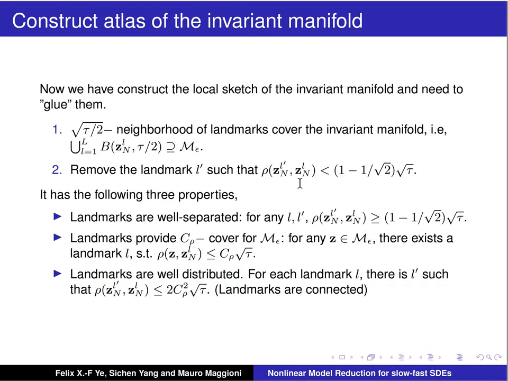If we do these two steps, we have the following three properties, which are very, very important. The first is trivial: because we remove the landmarks that are too close and avoid overcrowding, these landmarks are well separated. The second is that we no longer have a square root of tau over 2 covering. However, we have a C of rho cover, which basically says that for any z on the invariant manifold, there is a landmark such that the distance is within C of rho times square root of tau. And the third property is that all these landmarks are well distributed. That means for each landmark, there is another landmark L prime such that their distance is within 2 times C rho squared, square root of tau.